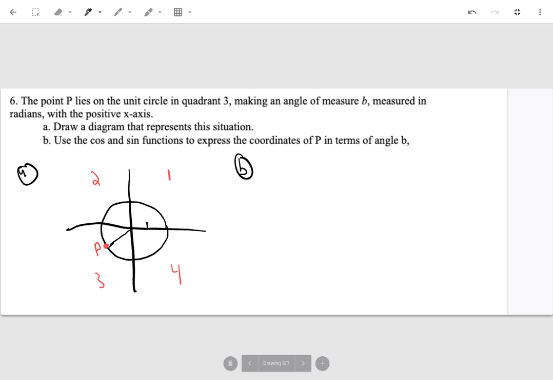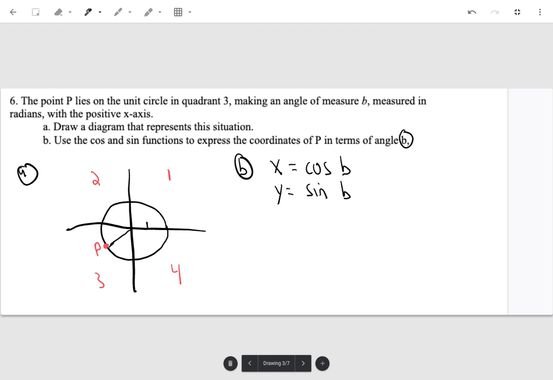Part B, use the cosine and sine functions to express the coordinates of P in terms of angle B. Well, because this is a unit circle, we know that the x value goes with the cosine of the angle, and the y value goes with the sine of the angle. They're just denoting the angle B, so x is going to be the cosine of whatever angle B is, and the y value is going to be the sine of whatever the angle B is.